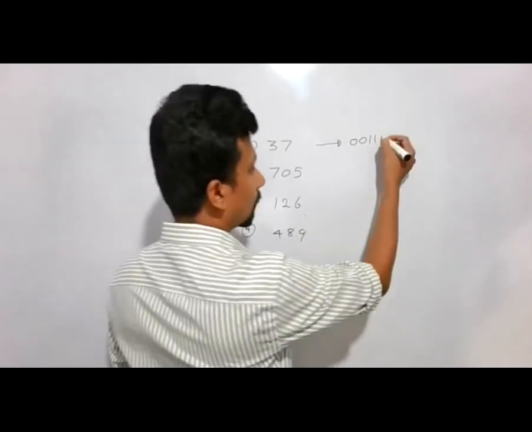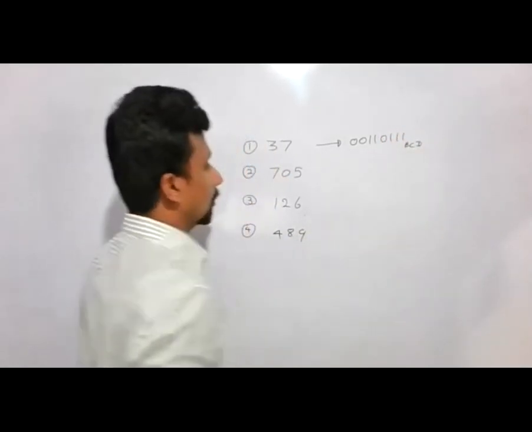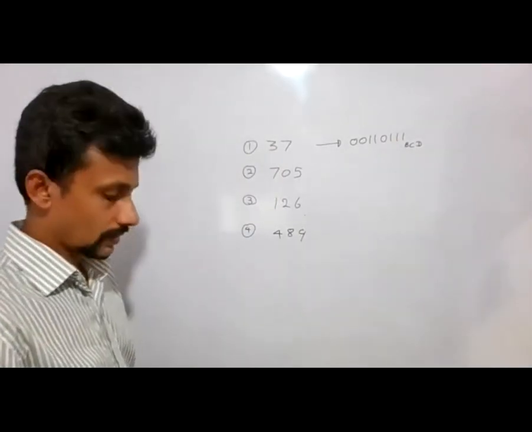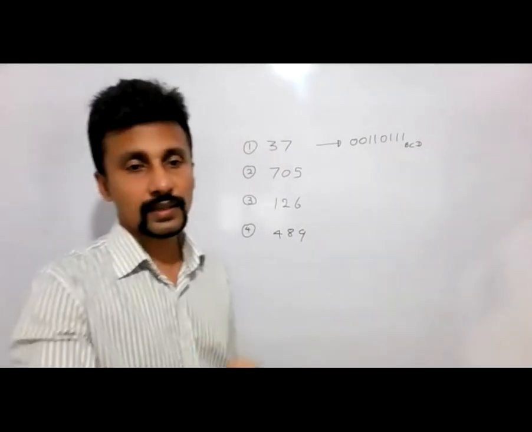7 you can write. So you can write like this. This is the BCD. Okay. Try to do the other 3 and send me through the chat.